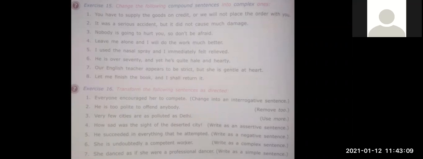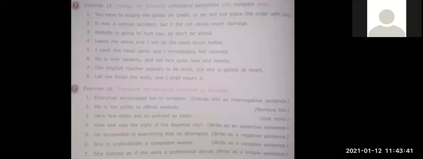Transform the following sentences as directed. First sentence: everyone encouraged her to compete. Change into an interrogative sentence. Now you get this simple sentence, everyone encouraged her to compete. You need to change this sentence into an interrogative sentence without changing its meaning. Everyone encouraged her to compete. It will become, didn't everybody encourage her to compete.